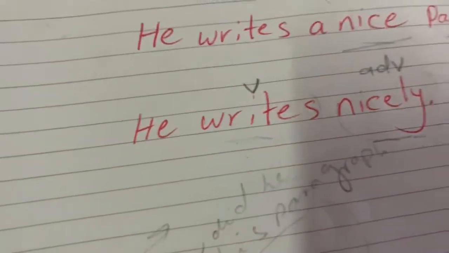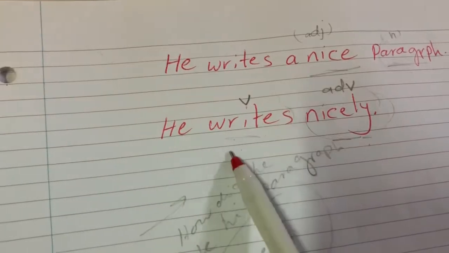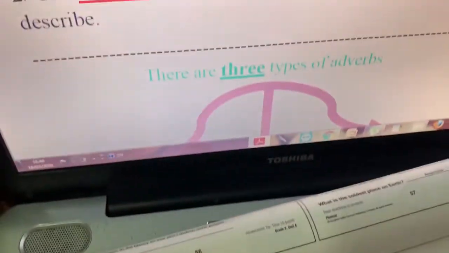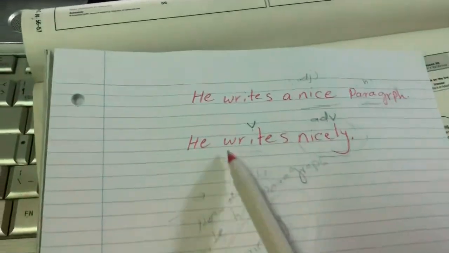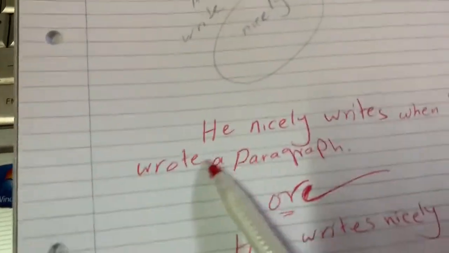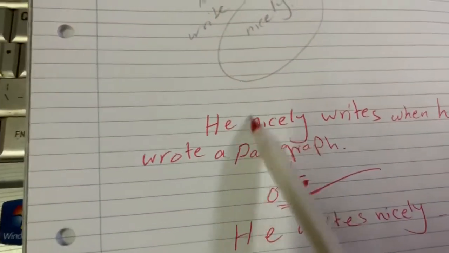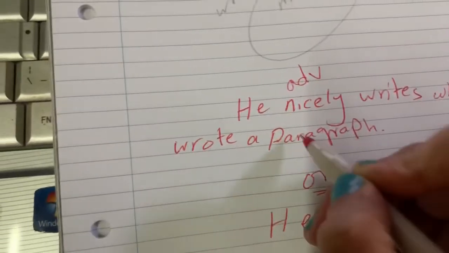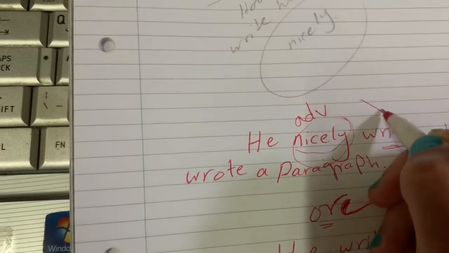Look at the first example that I gave you here. He writes nicely. Do you remember that? When I say the adverbs can come before or after the verbs they describe, I can say he nicely writes. Look at nicely here, the adverb. This nicely here, the adverb, came before the verb.